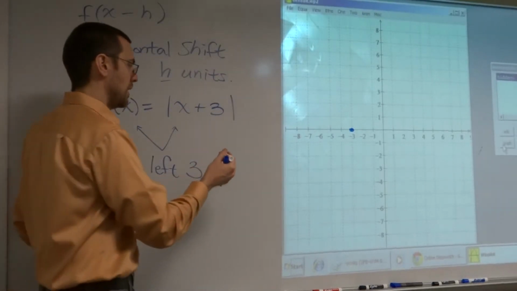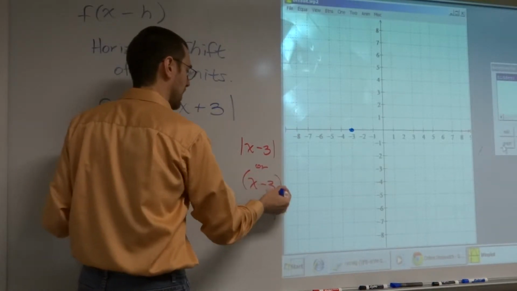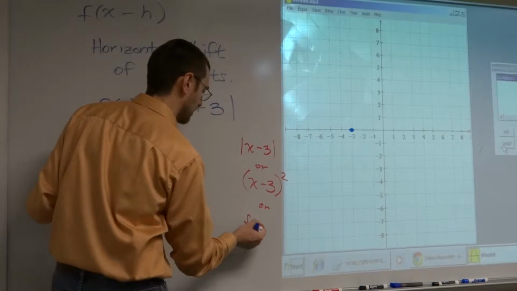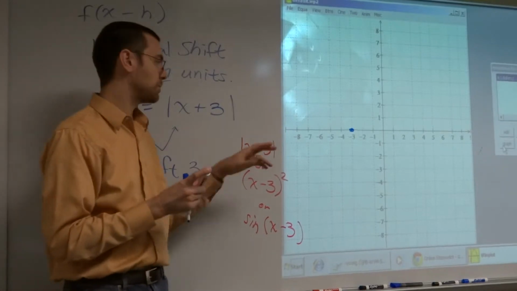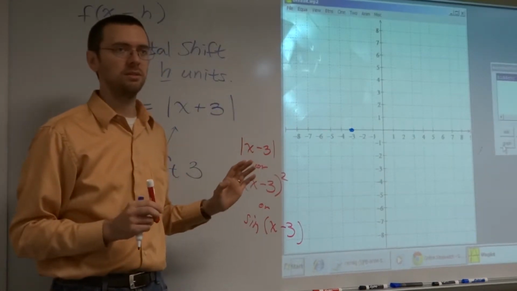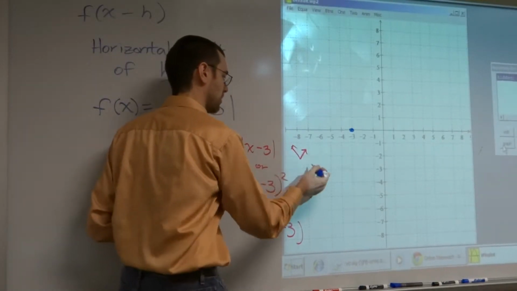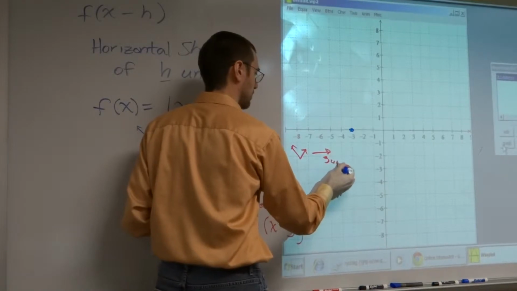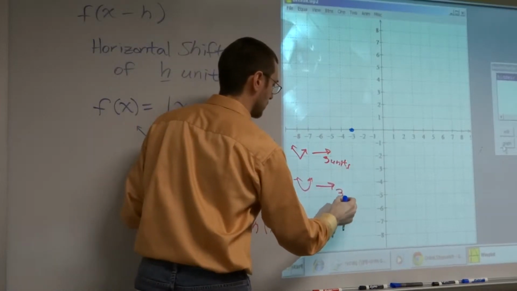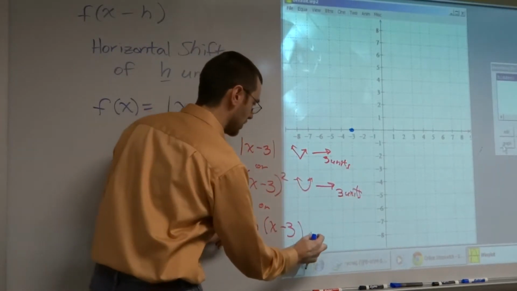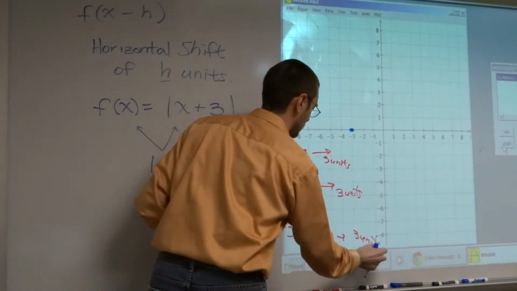Even if I had an absolute value of x minus 3, or if I had x minus 3 squared, or if I had sine of x minus 3, it doesn't matter what it is. Don't get hung up on absolute value making that a positive, because it doesn't. Any of these is going to take your shape, like it would take this shape right here and go to the right 3 units. It would take this parabolic shape and go to the right 3 units. It would take your sine curve and go to the right 3 units.